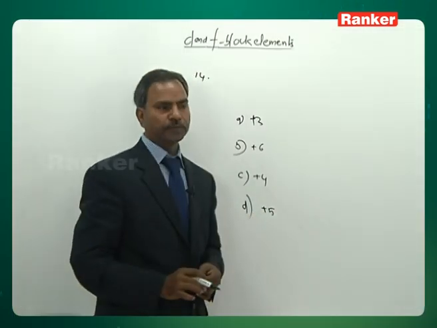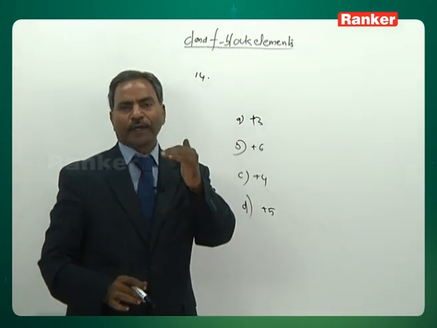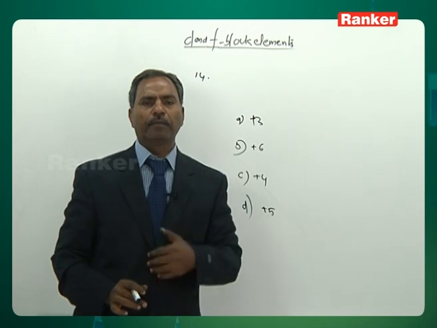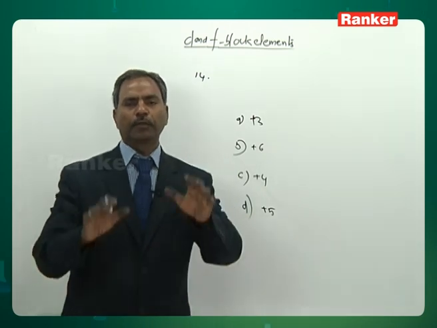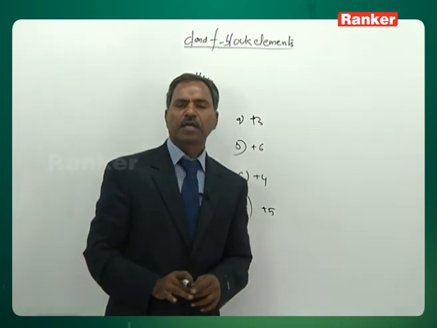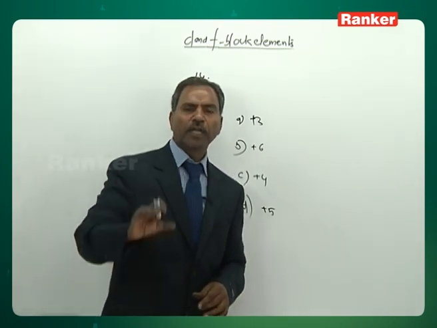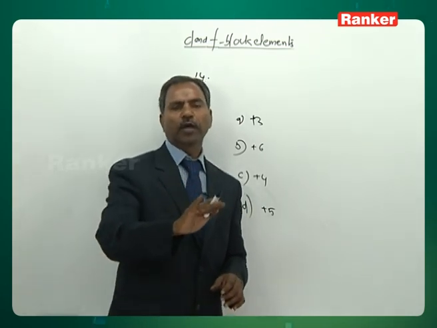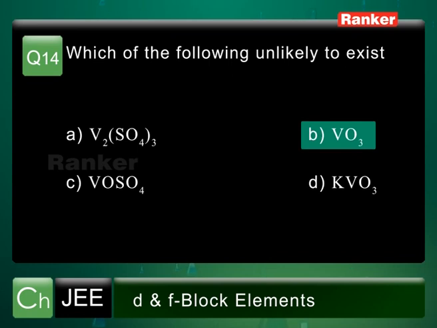This is also possible. Wherever the metal oxidation number is beyond its expected oxidation number, beyond its group number, that particular compound is not possible. In these answers, in option B, vanadium is exhibiting a plus 6 oxidation number, which is not possible for vanadium. So option B is the correct answer.